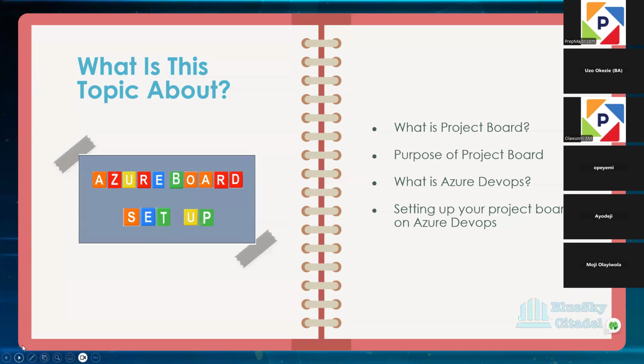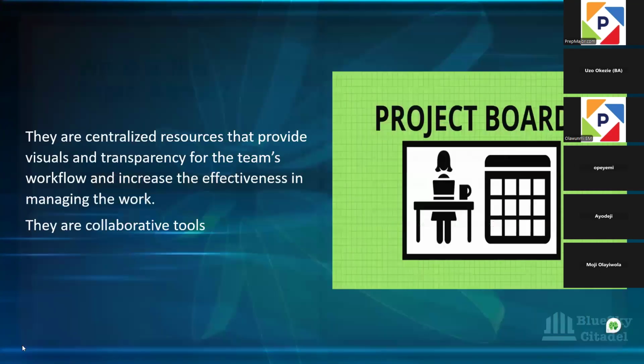Okay, so project boards are centralized resources, and they provide visuals and transparency for a team's workflow. It helps to increase the effectiveness in managing the work that they do. So they are collaborative tools, where the team is able to collaborate properly on what they are doing. Like I said, visibility is important for any team, and transparency is also important for any team. And you're able to track the progress of your workflow on a project board.